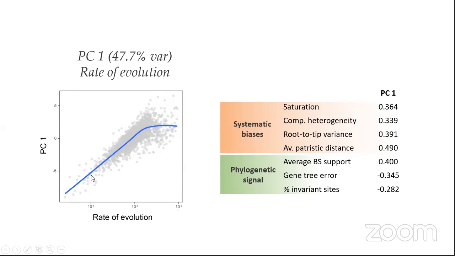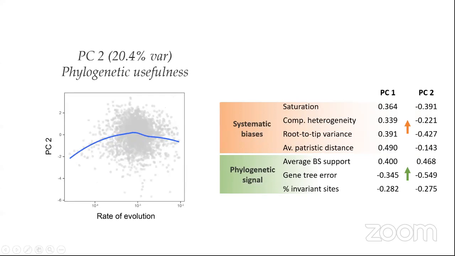And they're ordering loci in almost the exact same way. So here on the right, you have the loadings of each one of the proxies for bias and proxies for signal on PC1. And as you can see, what subsampling based on PC1 is doing to the data set is giving us highly evolving genes that have a lot of phylogenetic information, but have a lot of biases as well. PC2, on the other hand, is almost uncorrelated with rate of evolution.